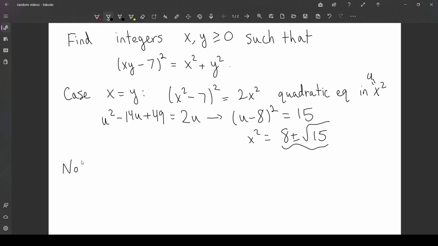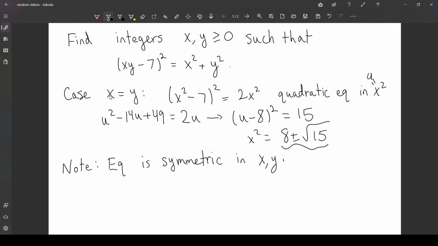Another note that we can make about this equation is that it is symmetric in x and y. In other words, if you swap x and y, the equation is still true, because x times y is the same thing as y times x, and on the other side you get commutativity of addition. So commutativity of multiplication and addition imply that this equation is symmetric in x and y.